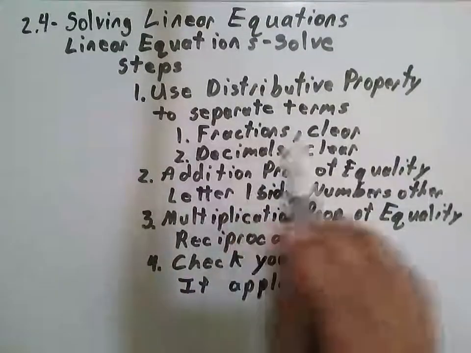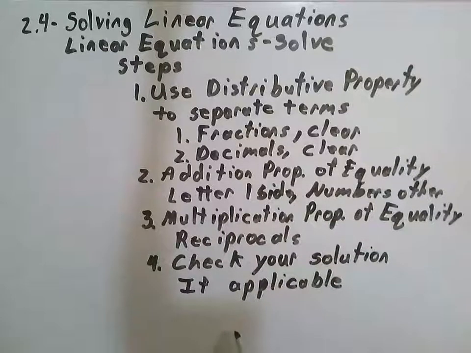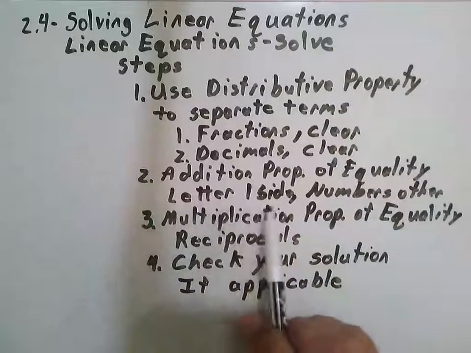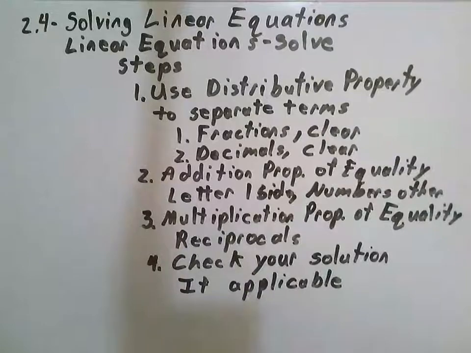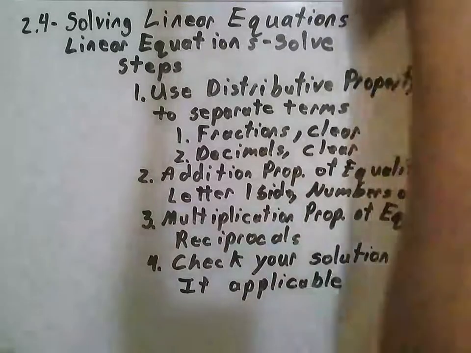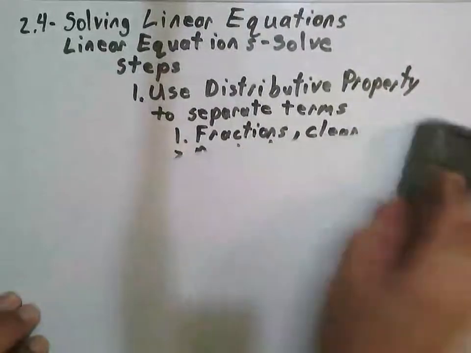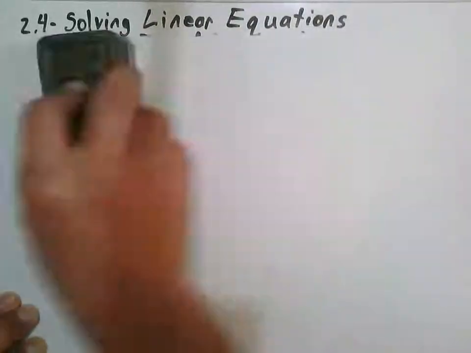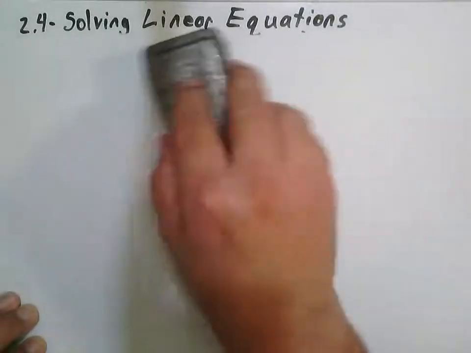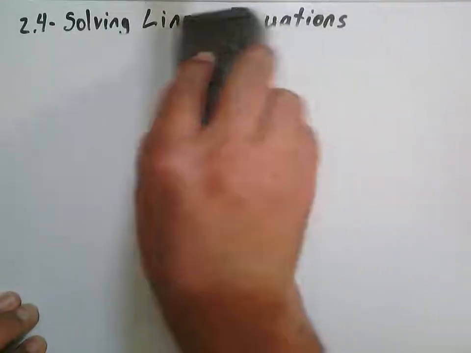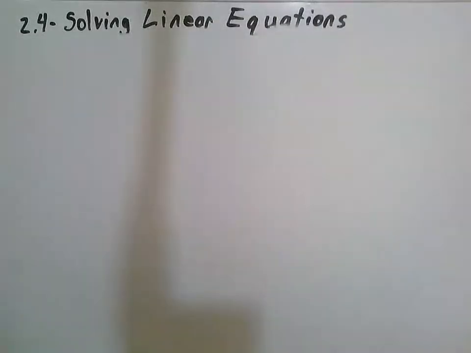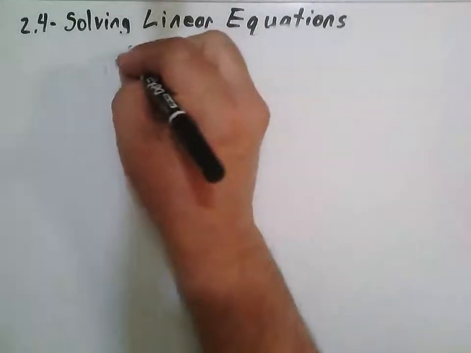If we don't have any fractions, then we can skip that one. If we only have a single x, then we can skip this multiplication property of equality. And then if we have fractions, we can skip this one. But these are your basic setups to solving any of the linear equations. And once we go to graphing these, which is later, you can see how they make lines. So we're just going to start out with one for an example that looks like this.